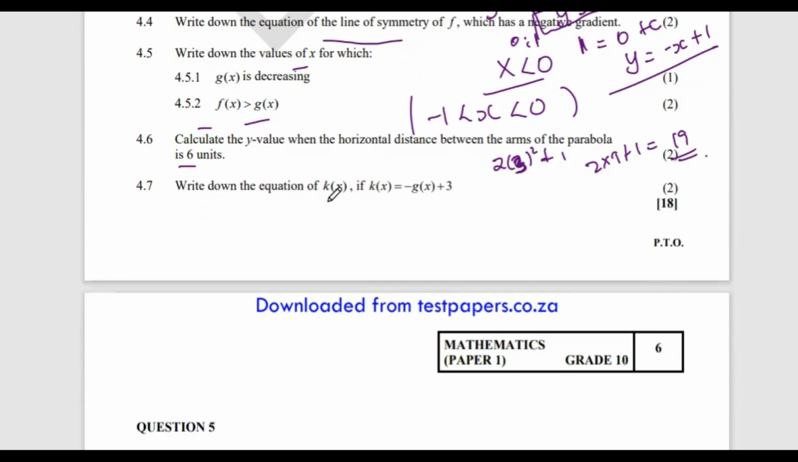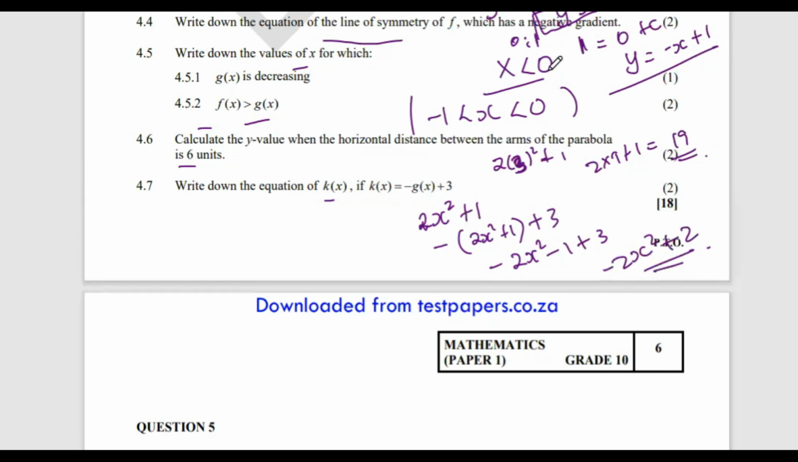Then write down the equation of k of x if k of x is negative g plus 3. So we know that g is 2x squared plus a 1. Now they are telling us we multiply g with the negative 1. So negative 2x squared plus 1, and then we plus the 3. Open it up. Negative 2x squared minus 1 plus 3, which is negative 2x squared plus a 2. So that is the k of x.